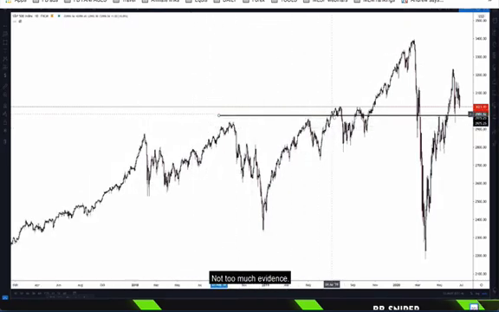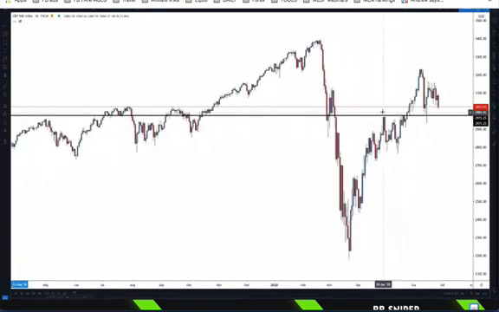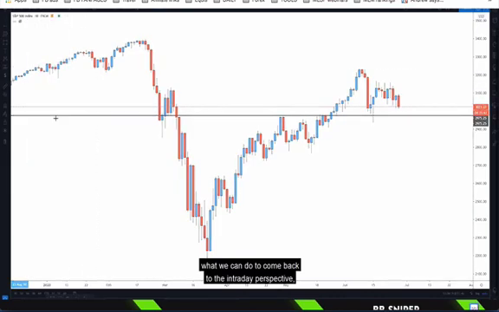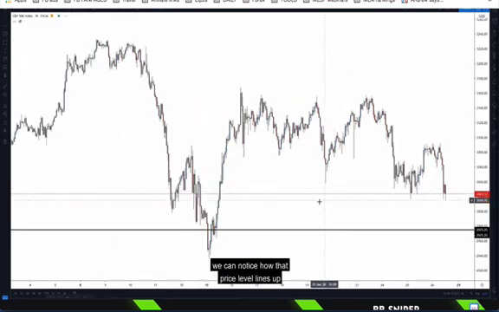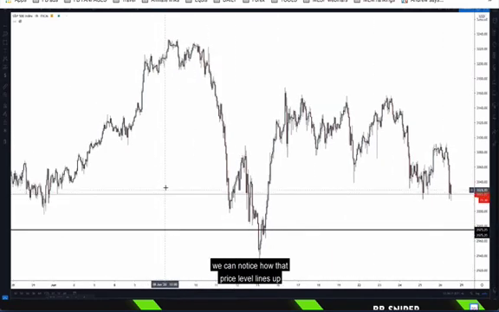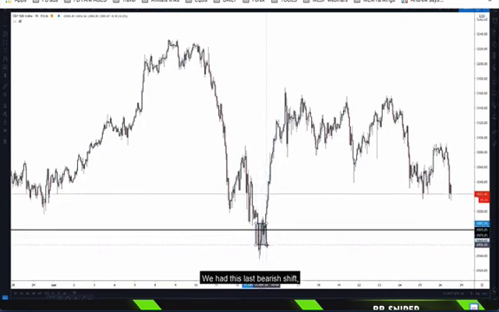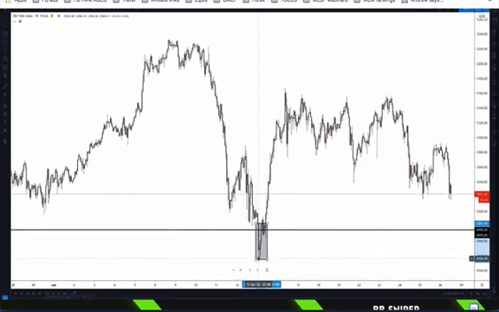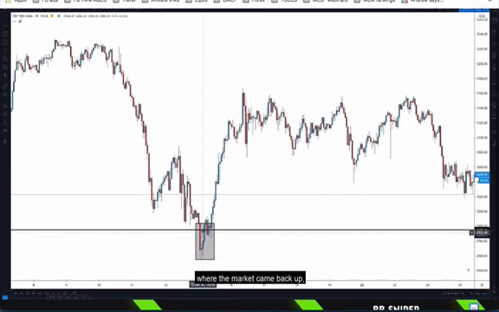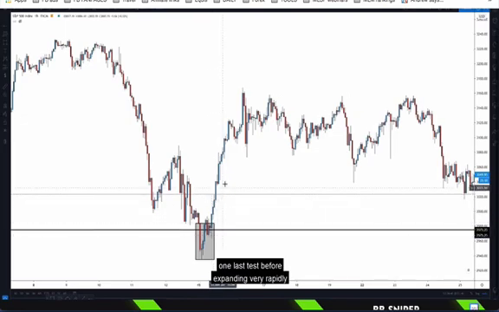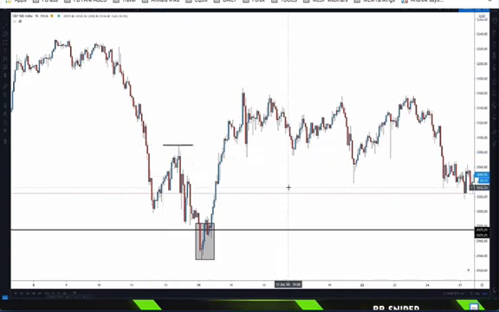Not too much evidence, and even though this price action is a little far back, what we can do is come back to the intraday perspective and notice how that price level lines up with the move we were previously analyzing. We had this last bearish shift, and then a spring was created where the market came back up. One last test before expanding very rapidly and taking out that old high.